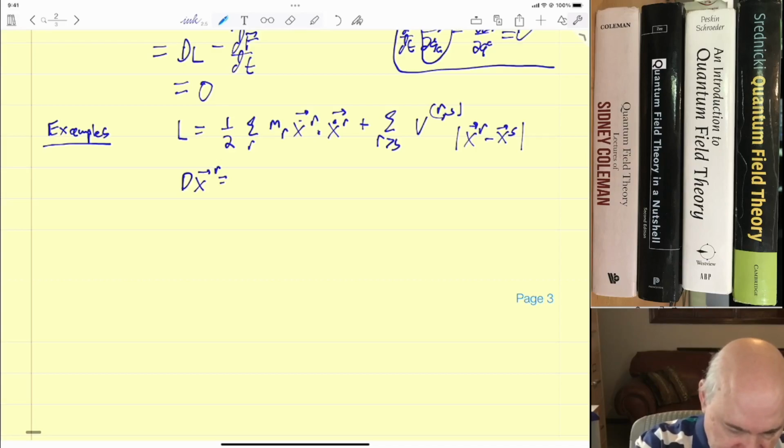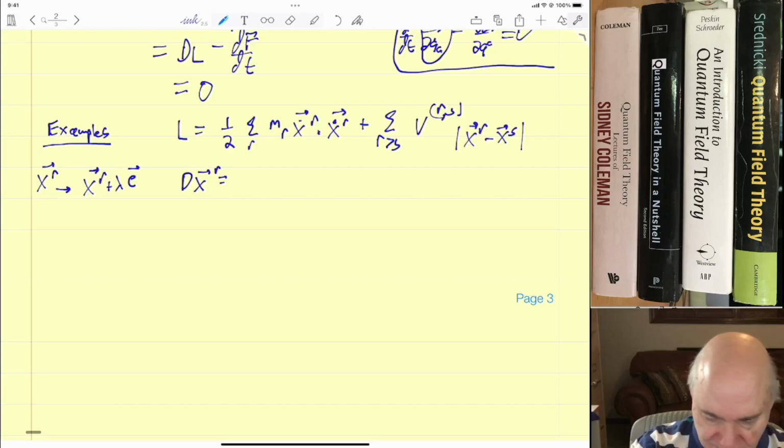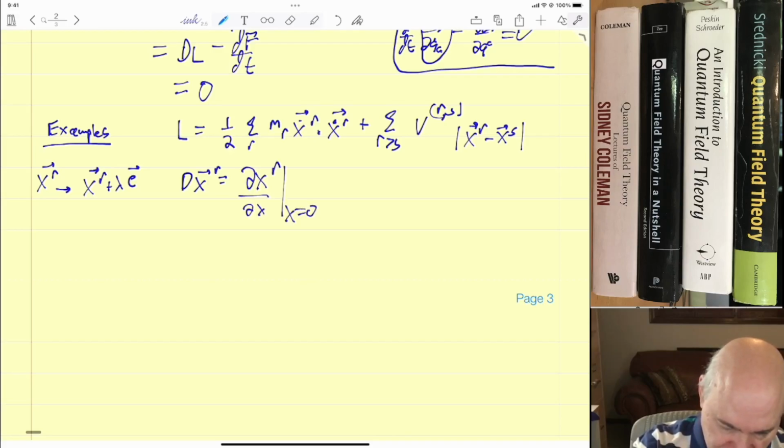Well, let me start over here. We have x_r, the vector, going to x_r plus lambda times a vector e, where r is a coordinate index. So we're just translating our coordinates by lambda times a vector e. Then dx_r is the partial of x_r with respect to lambda, at lambda equals 0, and that's just going to be e.